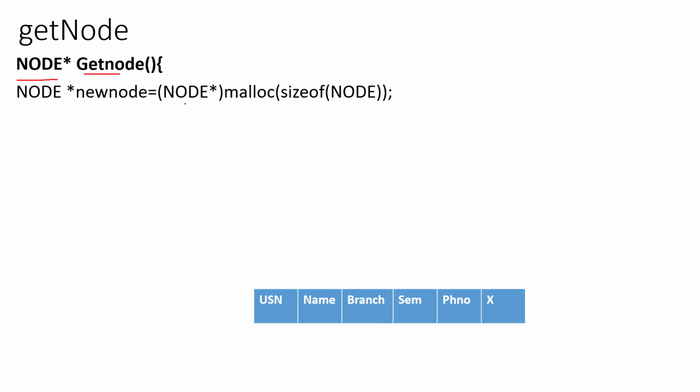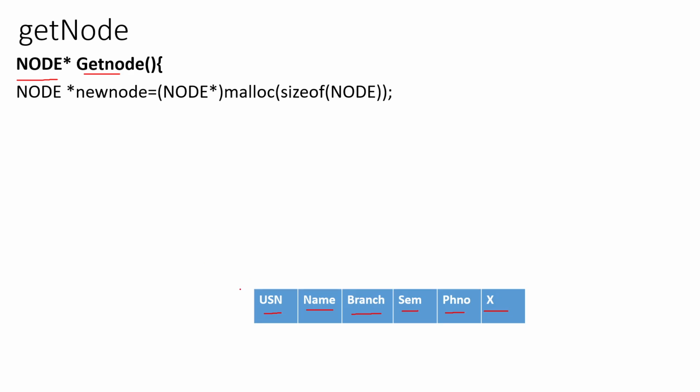The first is to allocate the memory location. For example, this is a node. We need to create a particular node. In order to create the node, you should have that much of memory locations. Size of USN, size of name, size of branch, size of SEM, size of phone number, and the address.